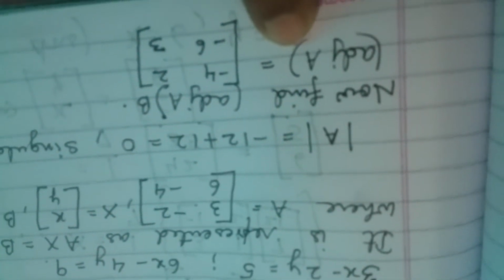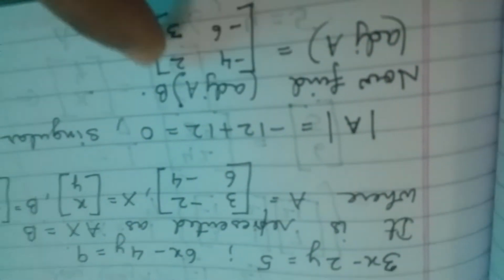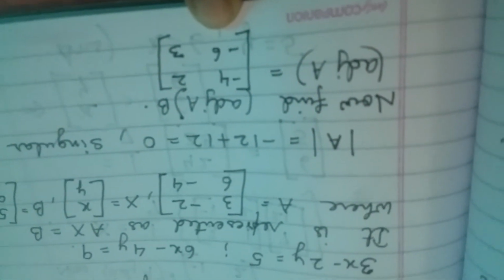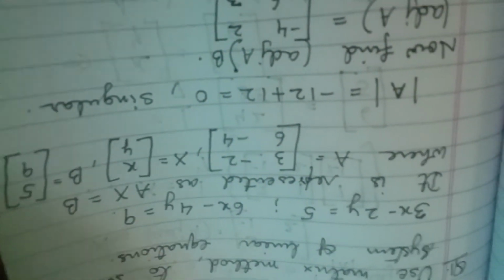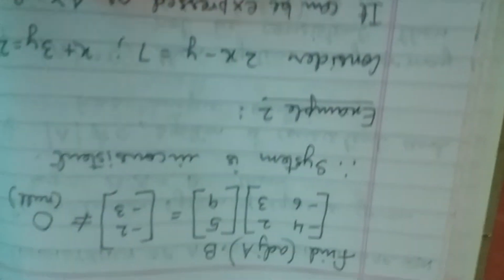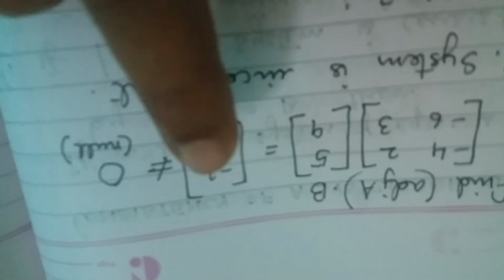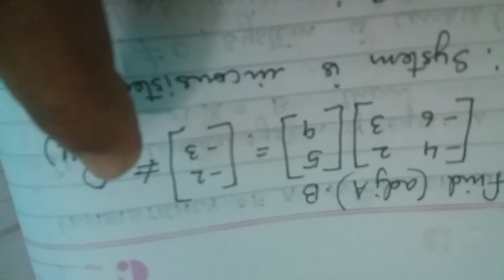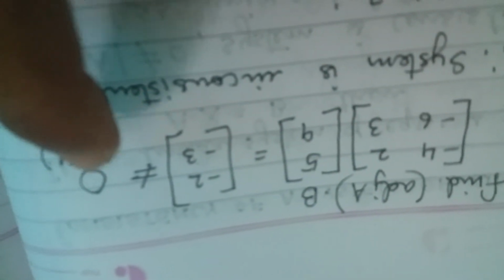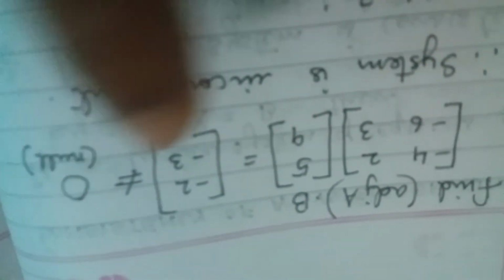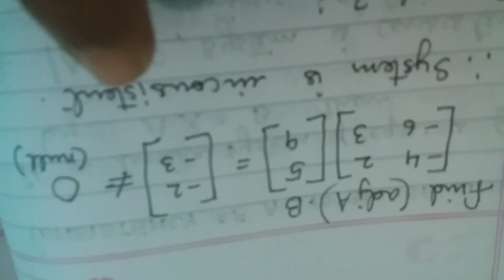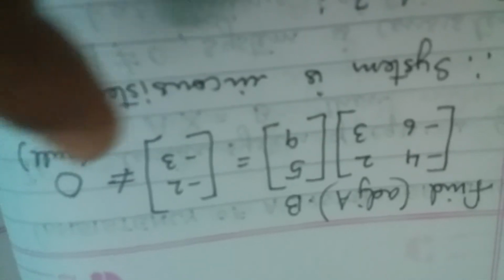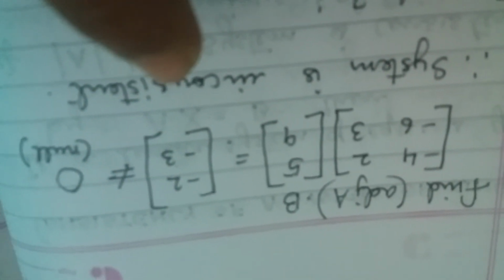Now adjoint A, you know how to find out adjoint A. So I have calculated adjoint A here. Now we will find out adjoint A into B. Adjoint A into B I am getting as not equal to 0. It is not equal to a null matrix. So if it is not equal to the null matrix, it means the system will be inconsistent. And if I would have got it as equal to O, the null matrix, then we would have said that the system is consistent and it has infinite solutions.